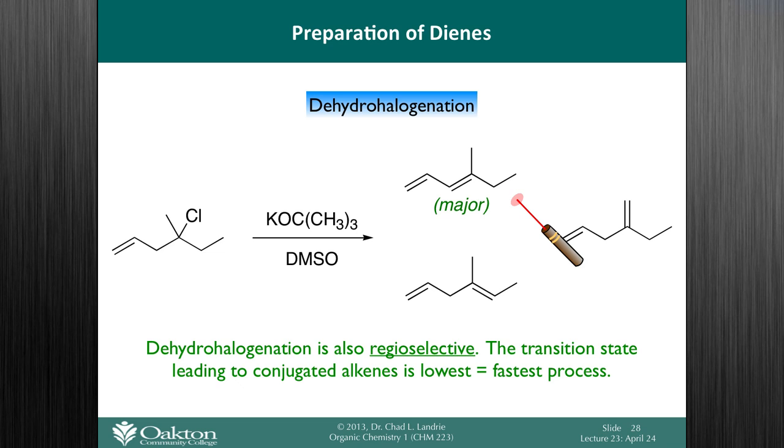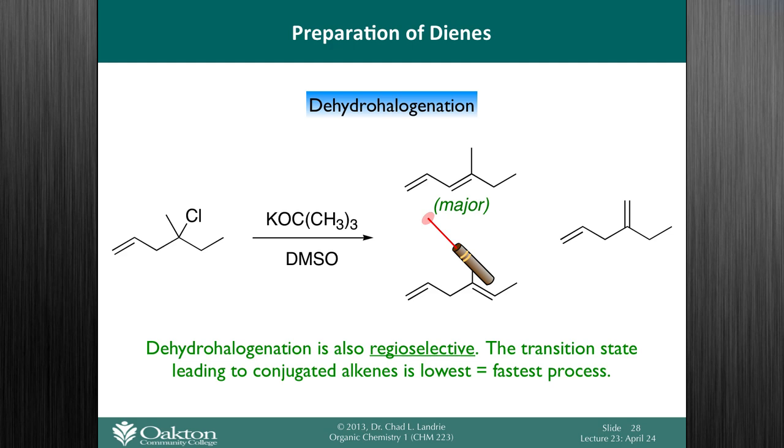Here, again, I have a homoallylic chloride. I could do beta elimination to give me the conjugated system by removing a beta hydrogen here, or beta deprotonation here to give me this 1,4 diene system. This reaction is regioselective. The conjugated system is the major product.